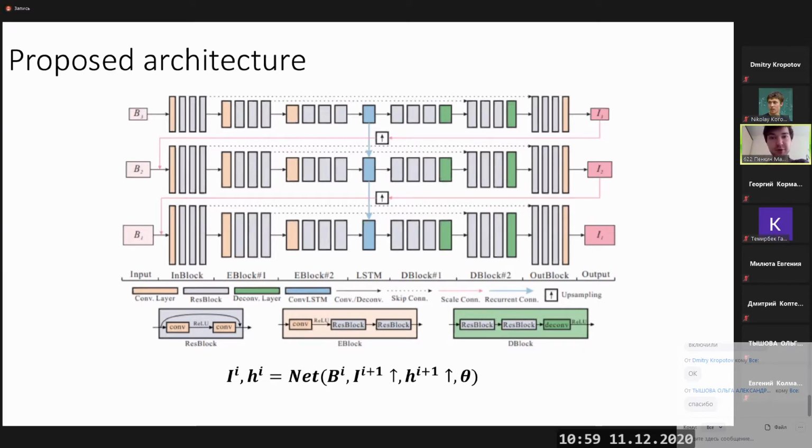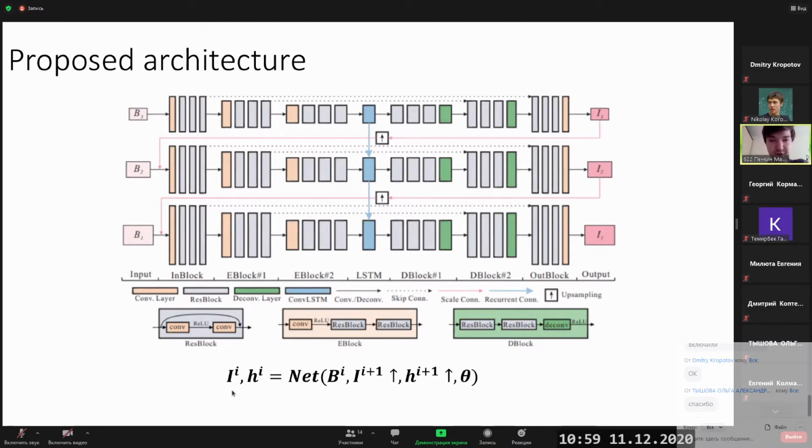The first key point of the architecture is using shared weights between the levels, between the scales. And the second key point is using the recurrent mechanism in the bottleneck. So the recurrent mechanism through the bottleneck, which aggregates global features through different scales.